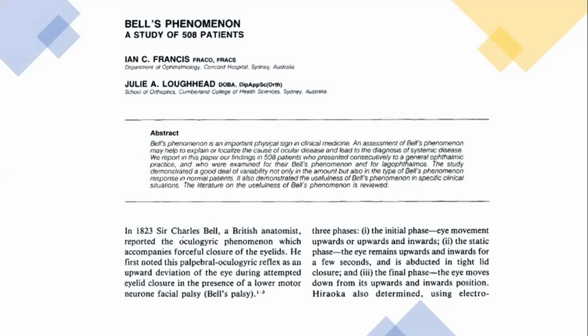It all starts by the history. So let's have a look at the history. In 1823, Charles Bell, a British anatomist, reported this phenomenon. The other name for Bell's phenomenon, by the way, is oculogyric phenomenon, which accompanies forcible closure of the eyelids. He first noted this reflex, sometimes we call it reflex, by the way, as an upward deviation of the eye during attempted eyelid closure in the presence of lower motor neuron facial nerve palsy, Bell's palsy.